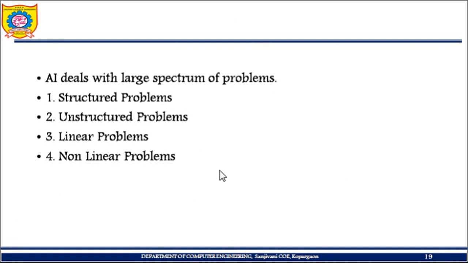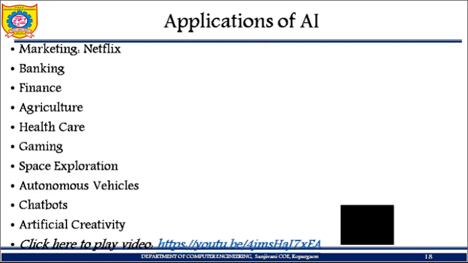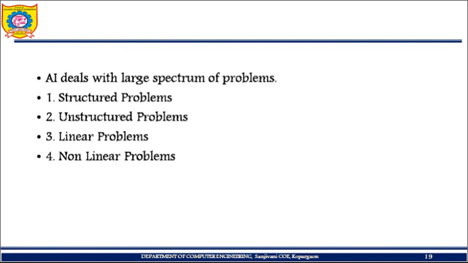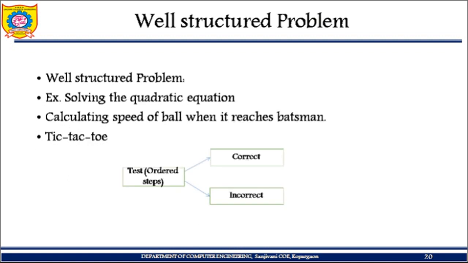Let's now discuss what kind of problems AI can solve. I guess our last slide was applications of AI. Okay, we need to discuss what kind of problems AI can solve. AI can deal with a large spectrum of problems. They are mainly called structured problems, unstructured problems, linear problems, and non-linear problems. So let us have a look at the first one. What is a well-structured problem or structured problem?